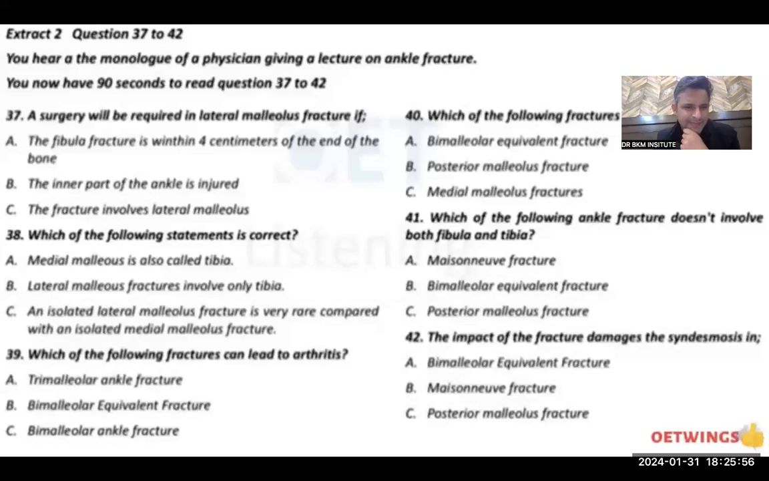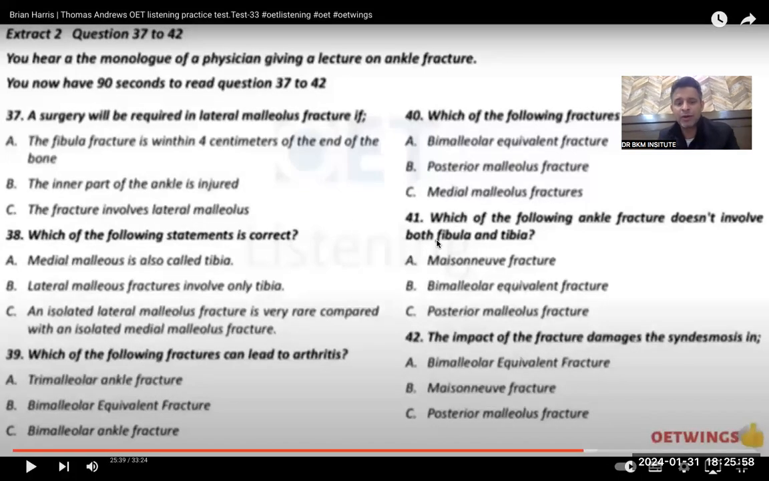You have 90 seconds to read questions 37 to 40. So now I don't have much, even in this, not much of English is used, but I can see lateral malleus fractures involve only tibia. Now we have words like an isolated malleal fracture is very rare compared with an. So in this case, again, there are two things that are given as a part of English: involve only tibia. So if that involves anything other than tibia, then it becomes my answer.